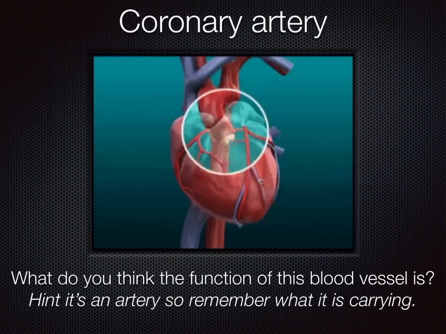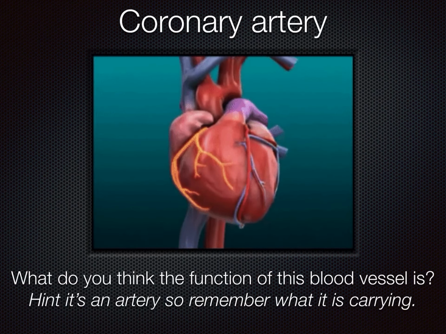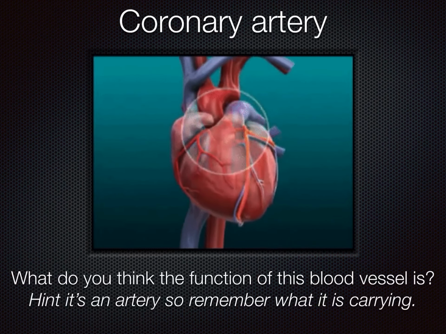Okay, so it's an artery going away from the heart carrying the oxygen and the glucose. And you can see it there highlighted in yellow. So that's a coronary artery. If that gets blocked, you're going to have a heart attack.